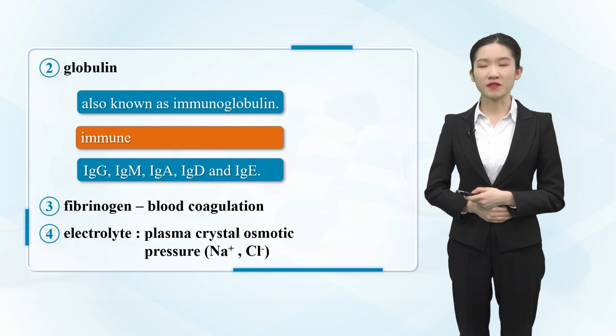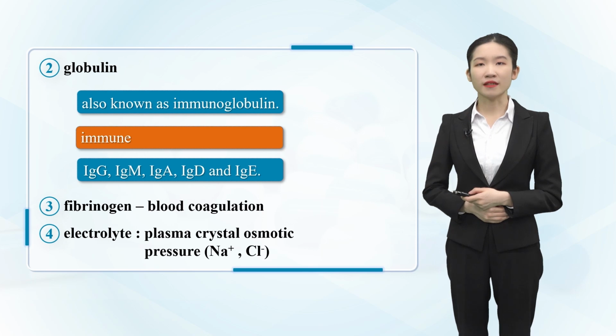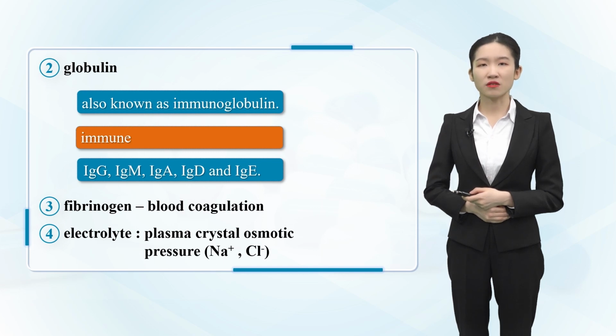There are 5 kinds: IgG, IgM, IgA, IgD, and IgE. The function of fibrinogen is blood coagulation. Electrolytes such as sodium ion and chloride ion maintain plasma crystal osmotic pressure.